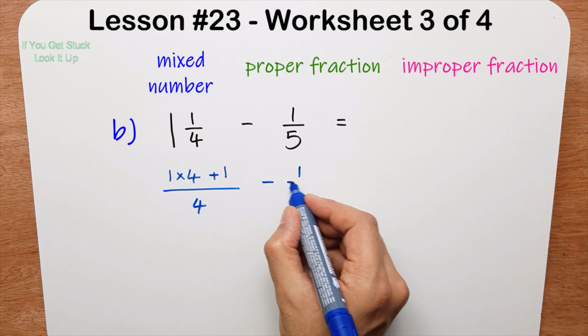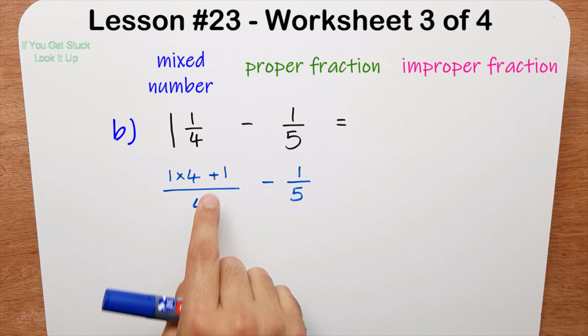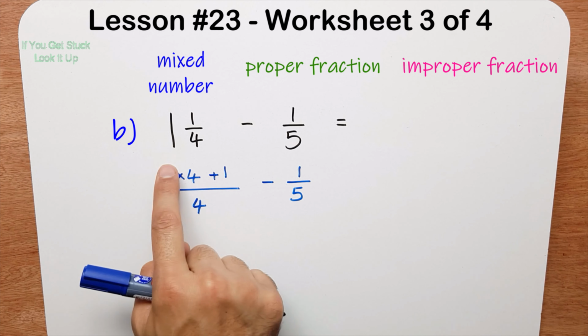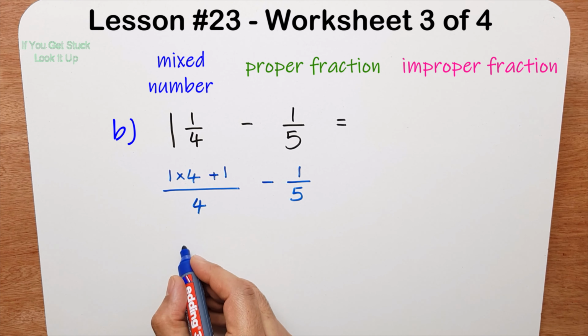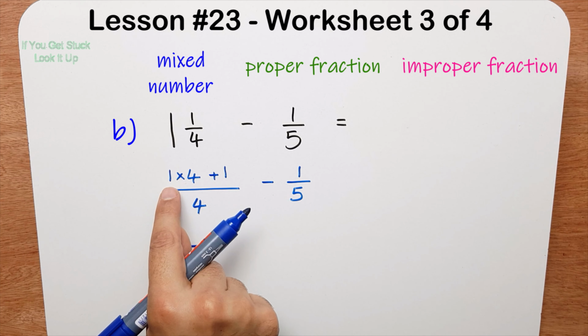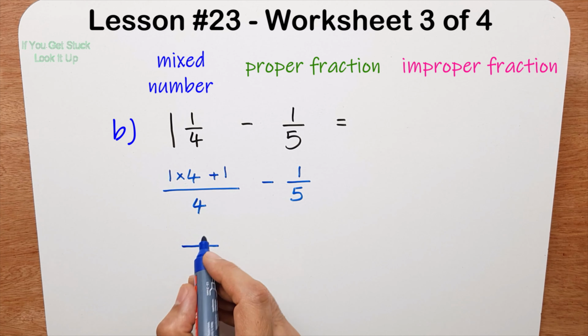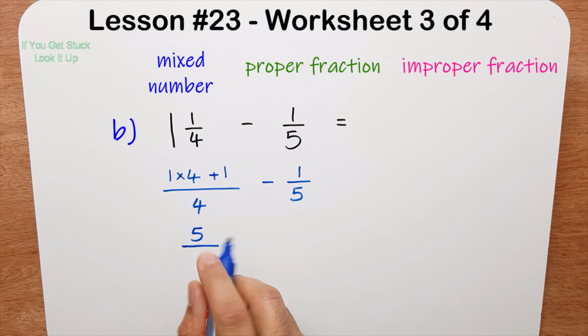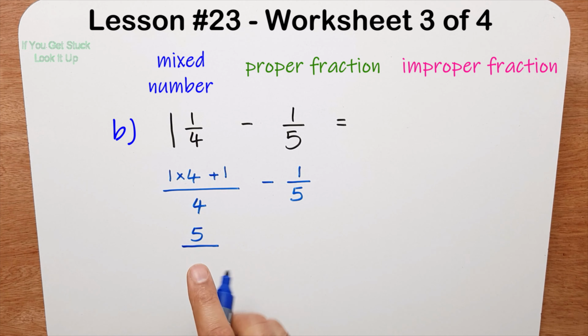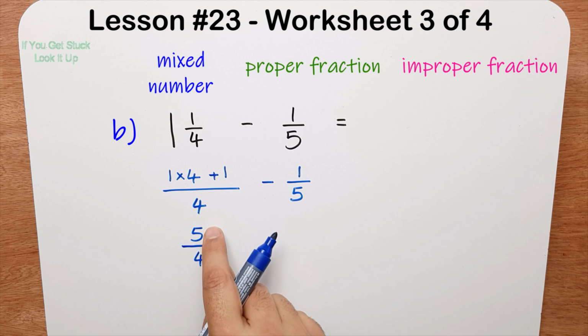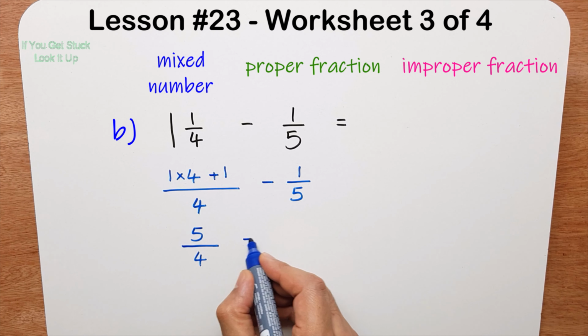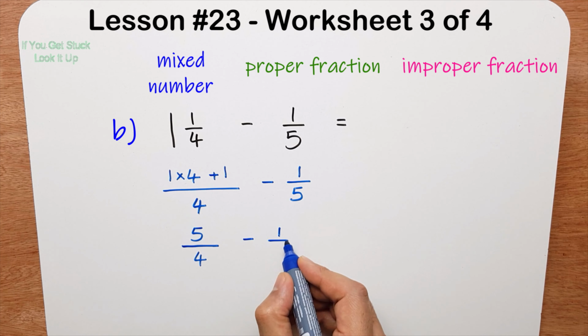Minus 1/5. Now we need to simplify this fraction before we go further. So we've got our fraction line. 1 times 4 is 4, plus 1 is 5. So we have 5, and the 4 stays the same. So we have 5/4 take away 1/5.